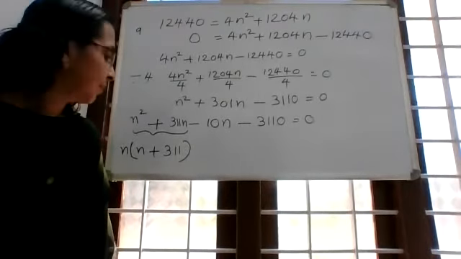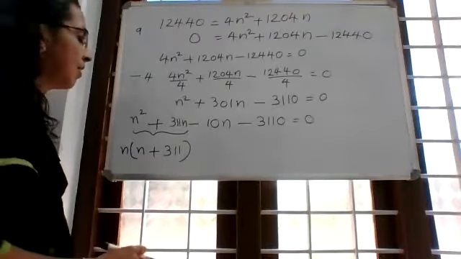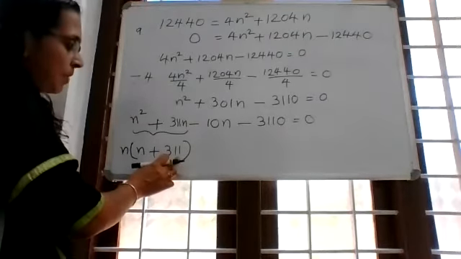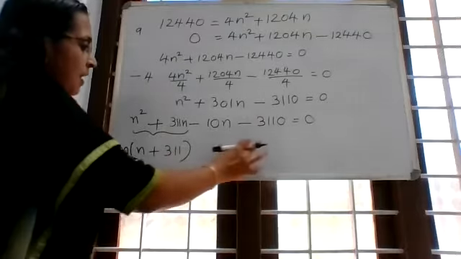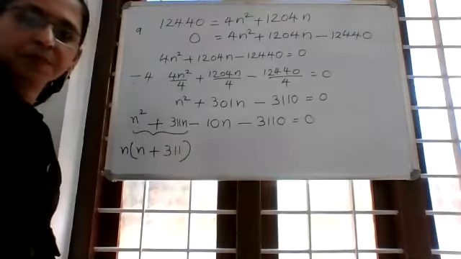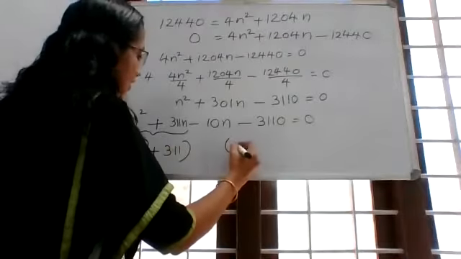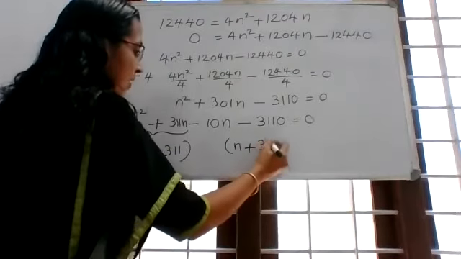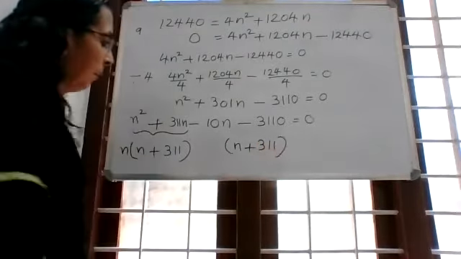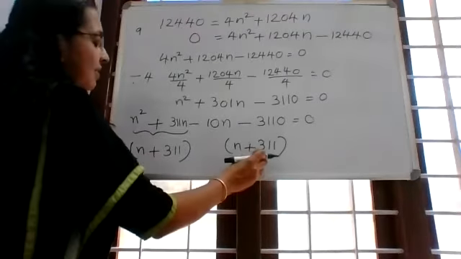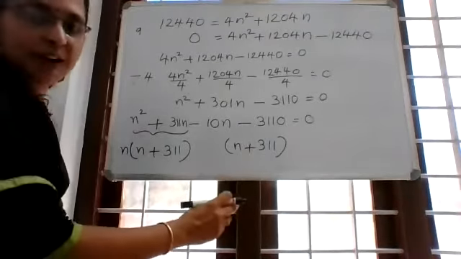In the next step we want to take n plus 311 common. So automatically 10 will be 311, the same we can write. Now plus 3 1. Now, do you remember or not? Yes, ma'am. Next, n plus 311.